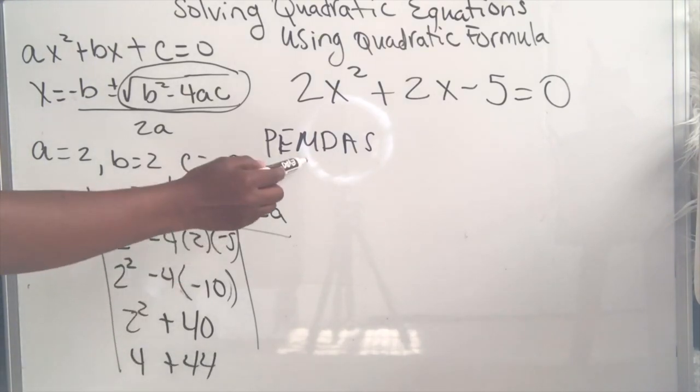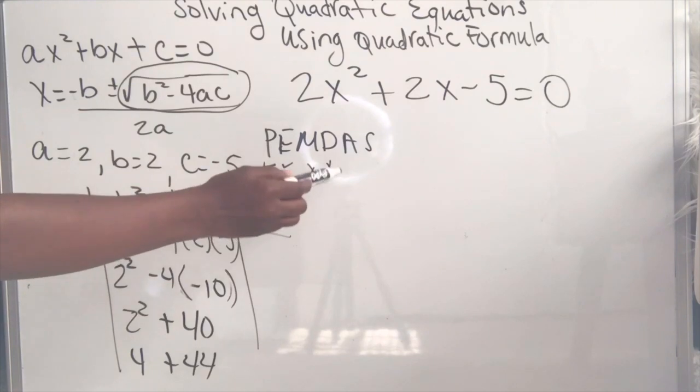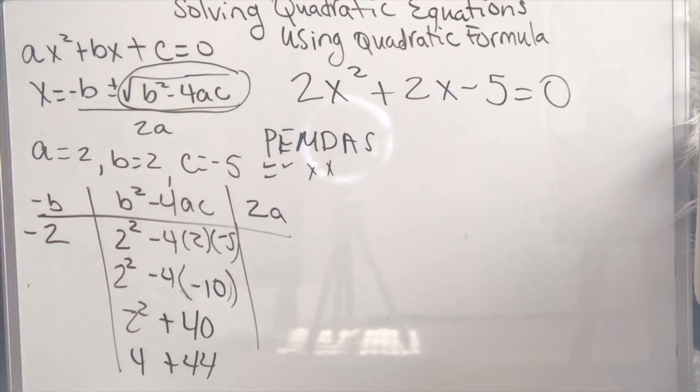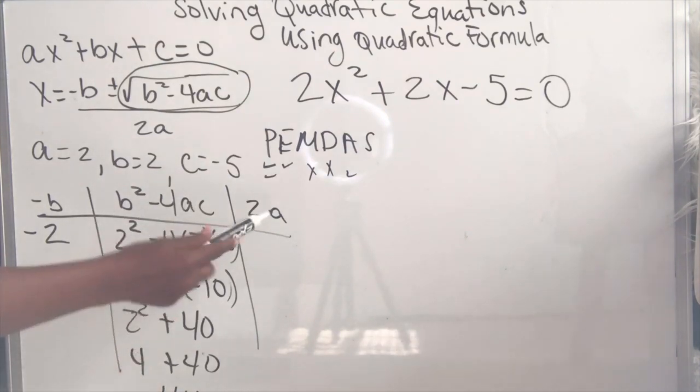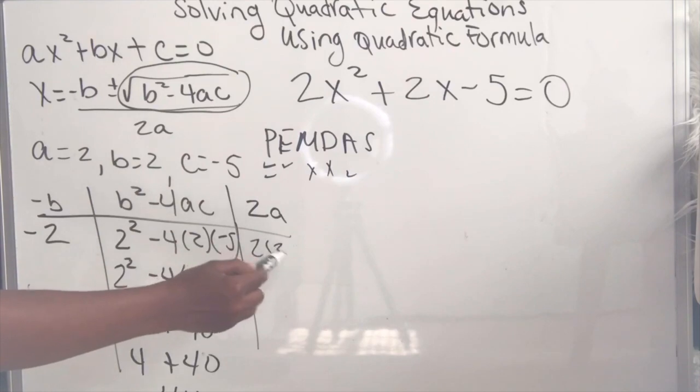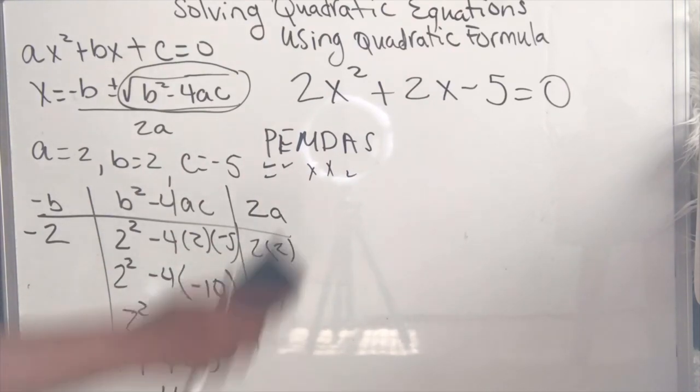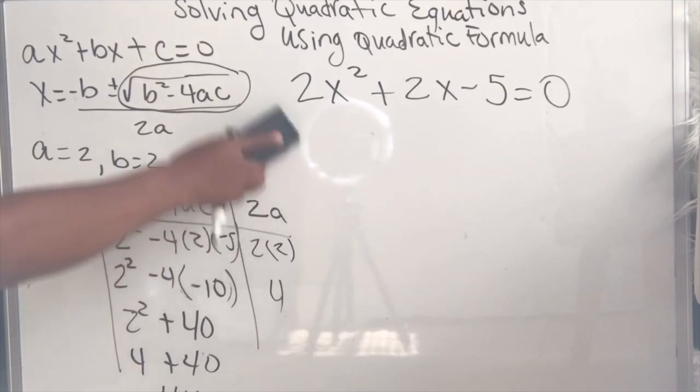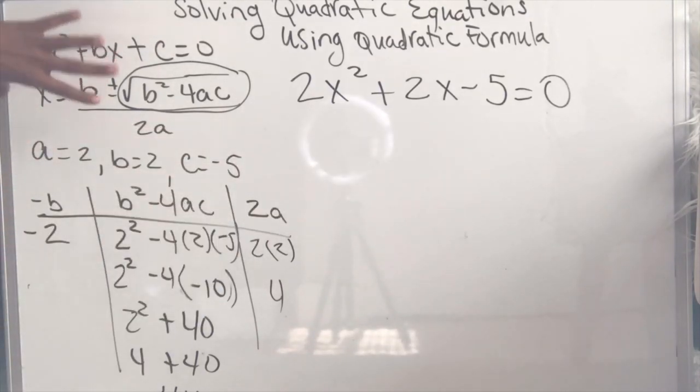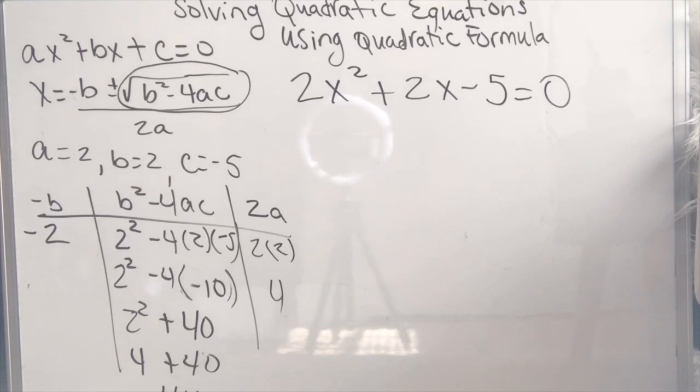And do we have any multiplication? No. Do we have any division? No. Do we have any addition? Yes, we do. 4 plus 40 is 44. So we know that is 44. And then 2 times a is 2 times 2, which is 4. So now that we have done our chart, we can plug it in. It's easier, it's simpler. You are able to plug it in with ease.